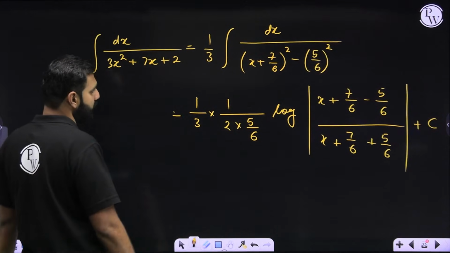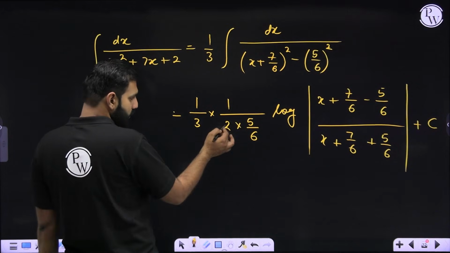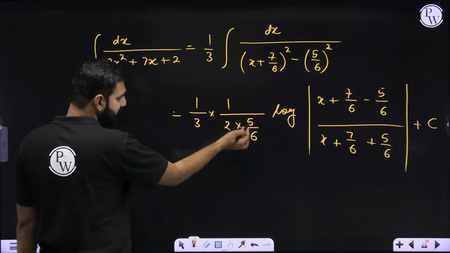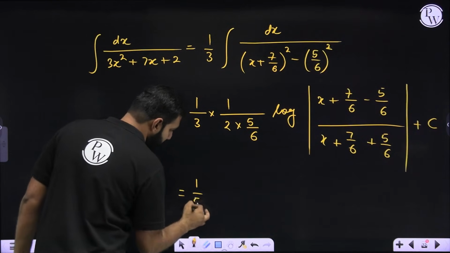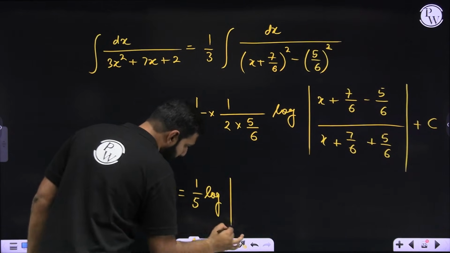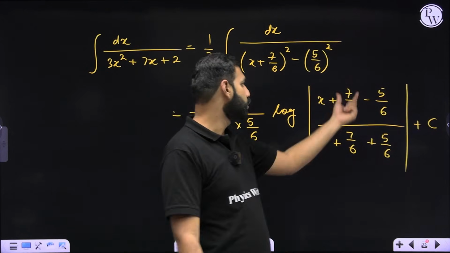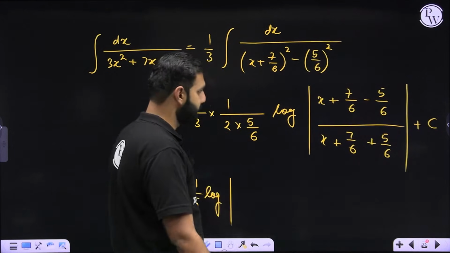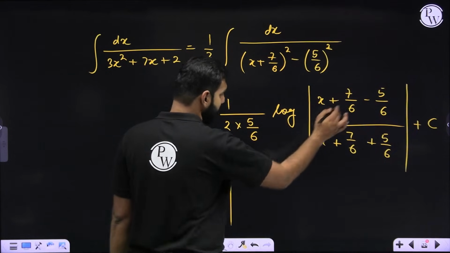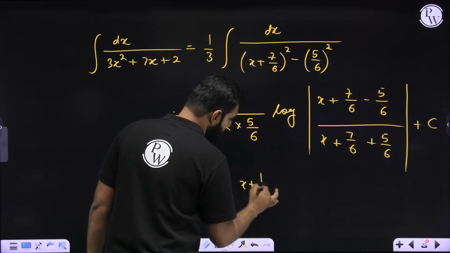Now, getting back to the discussion we were having, I hope simplifying this is a pretty simple task here. What you all must realize is 3 into 2, 6, 6 gets cancelled by 6, so you're left with 1 by 5 here. Then you're left with log, and then here it is 7 minus 5, that is clearly 2. So 2 by 6, I think it is 1 by 3. I hope there is no confusion on that. So in the numerator, it is x plus 1 by 3.